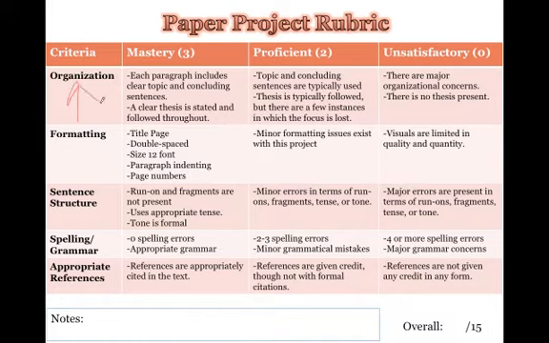So organization, what are we looking at here? We want to make sure that each paragraph includes all of the appropriate pieces that it needs to have, meaning you must have a topic and concluding sentence, which is very important, and you also have to have a clear thesis that is stated and followed throughout. Now, sometimes this will vary on different projects. Basically, what this is saying here is you need to stay on task and stay to the point. You're not going to have a very well organized paper if you are rambling about something that is really insignificant to the point or to the project that you're talking about.